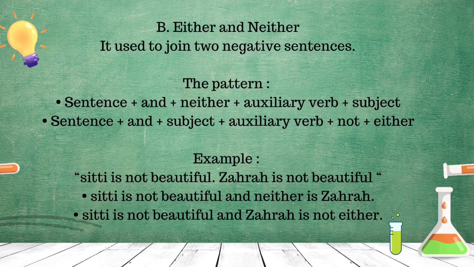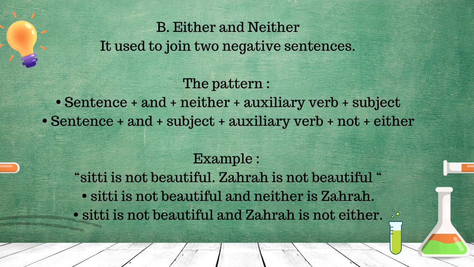And the second kind of elliptical sentence is either and neither. It is used to join two negative sentences, and the pattern is sentence plus and plus neither plus auxiliary verb plus subject. The second pattern is sentence plus and plus subject plus auxiliary verb plus not plus either.